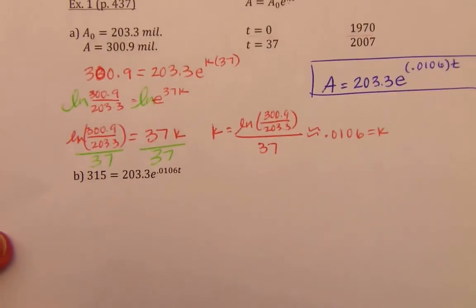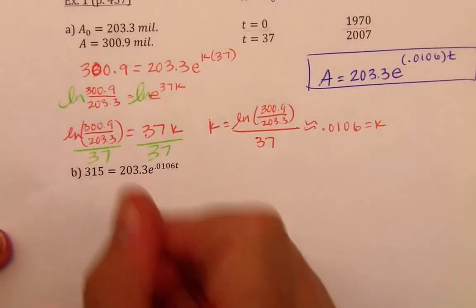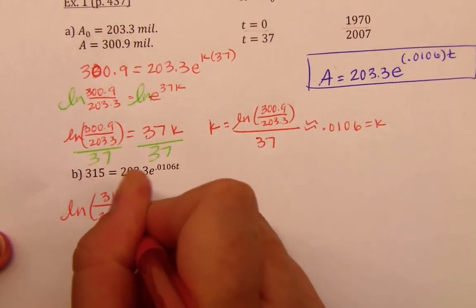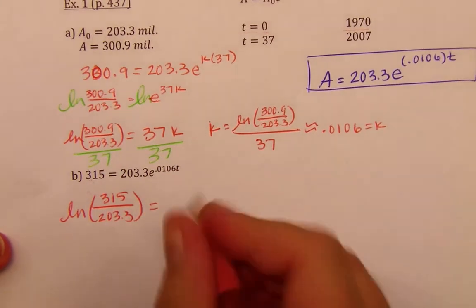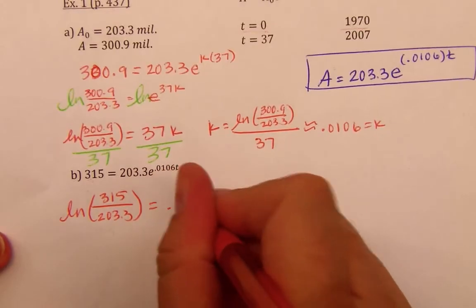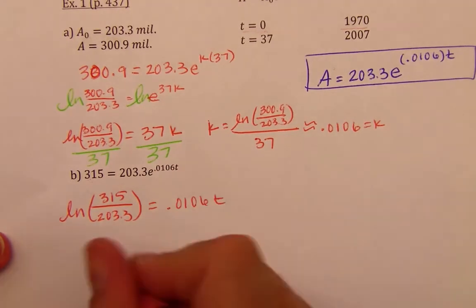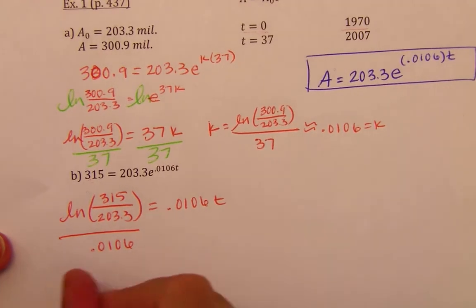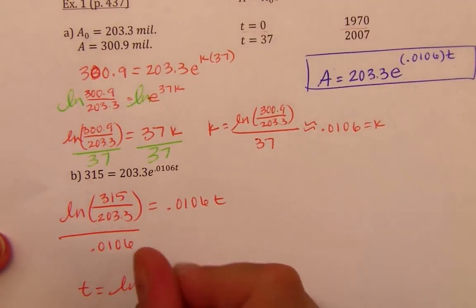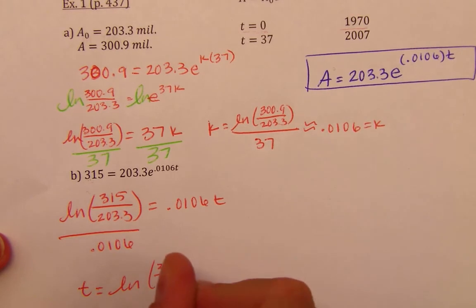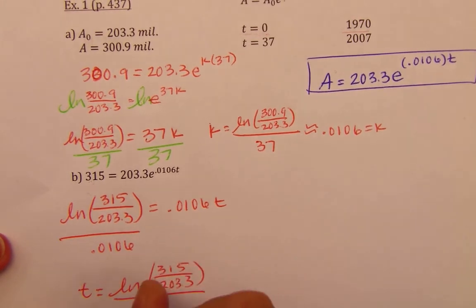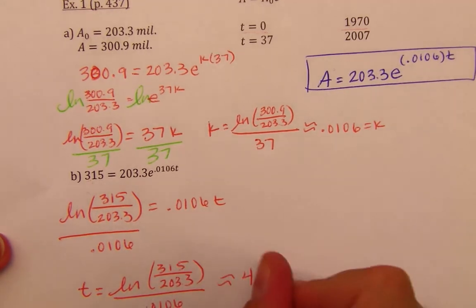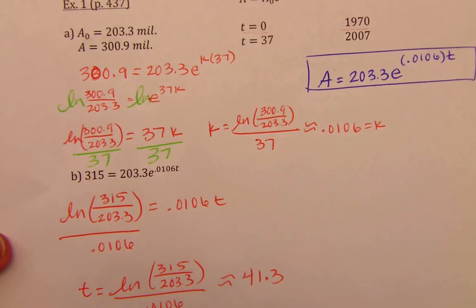Well, the process we're going to go through is going to be the same. We're going to divide by 203.3, take the natural log, and natural log of this side is just going to be 0.0106t. Dividing by 0.0106, t equals natural log of 315 over 203.3 divided by 0.0106, and that equals 41.3 when we plug it in our calculator.